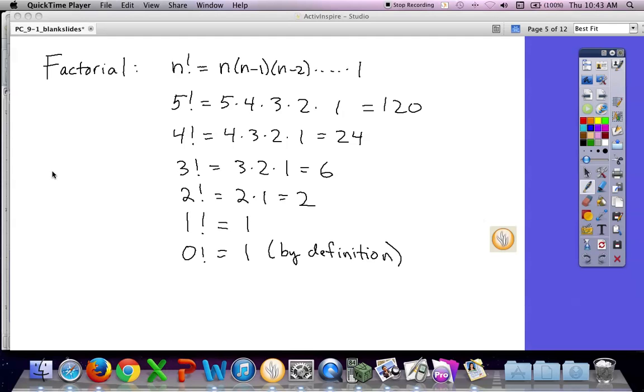Or maybe you could stop it at 2, right? Because what difference will it make on the last multiplication? Nothing. Right? So that's what a factorial is. Now, you get down to 1 factorial. Well, you're already at 1, so it's just 1.